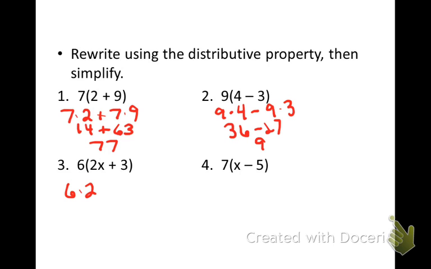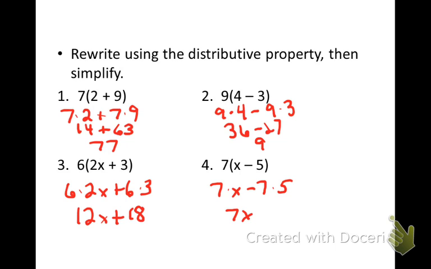6 times 2x plus 6 times 3, that's going to give me 12x plus 18, and since these are not like terms, I am done with that. I can't go any farther. 7 times x minus 7 times 5 would be 7x minus 35. So eventually we'll leave out this middle step and go right to this, but right now as we're learning it, I want you to still show that step.